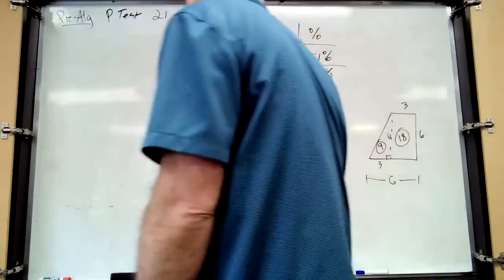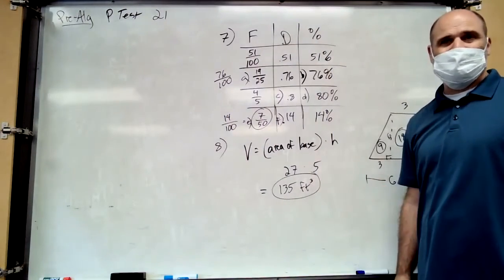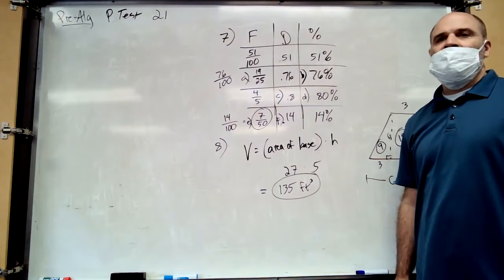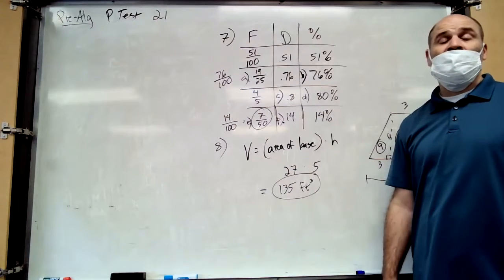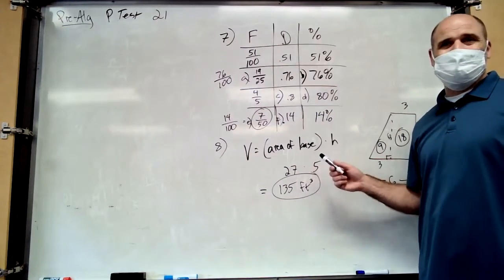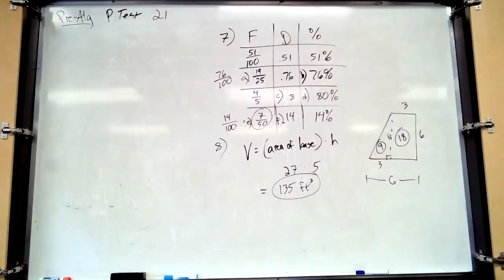270 divided by 5, right? No, 270 times 5 divided by 2. Xavier, you're just doing 27 times 5. But if you want to do it in your head, I was just saying you could multiply it by 10 and then cut it in half. But if you have a calculator, just multiply 27 times 5. There's your answer.